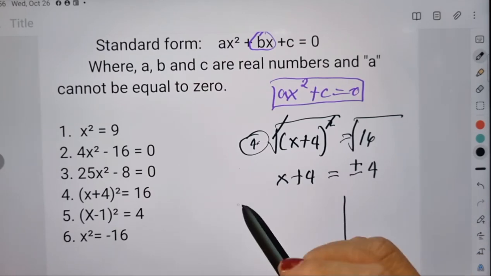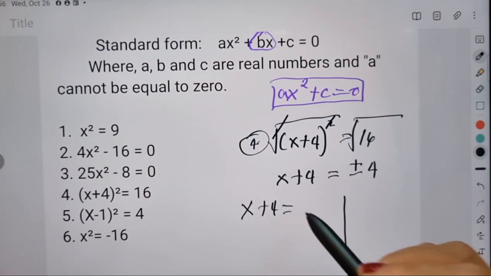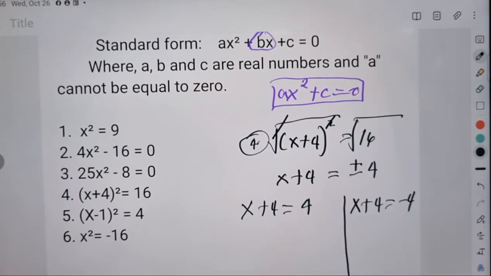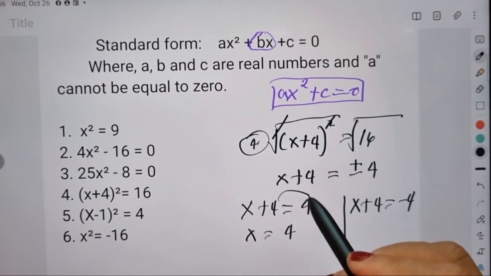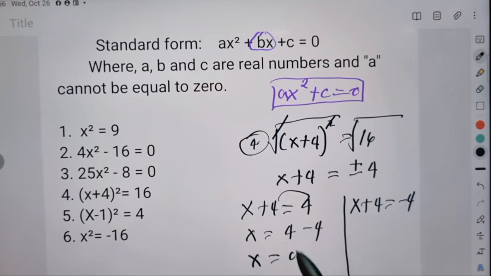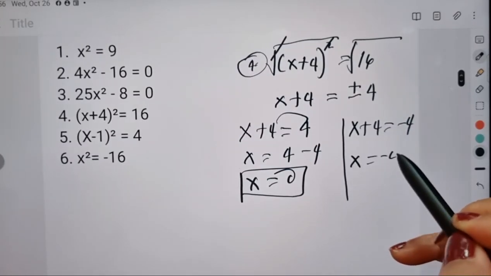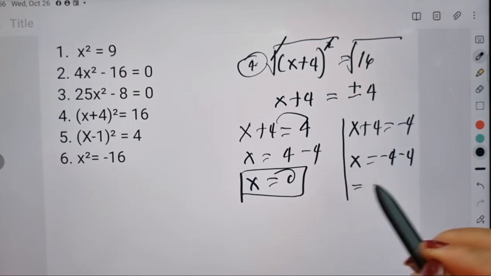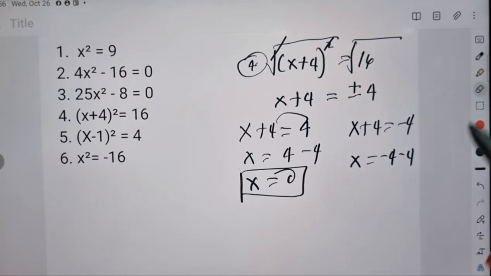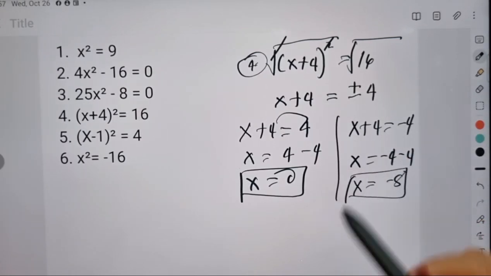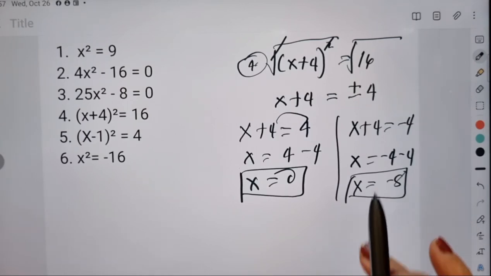Okay? Now, we have here x, paghiwalay natin, meron tayong x plus 4 is equal to positive 4. Sa kabilang side, x plus 4 is equal to negative 4. Then we can now solve for the value of x. X is equal to 4, lipat sa kabila yung 4. So x is equal to 0 in this case. Sa kabilang side naman, x is equal to negative 4 minus 4. Magiging x is equal to negative 8. Okay? Now, you want to try number 5?